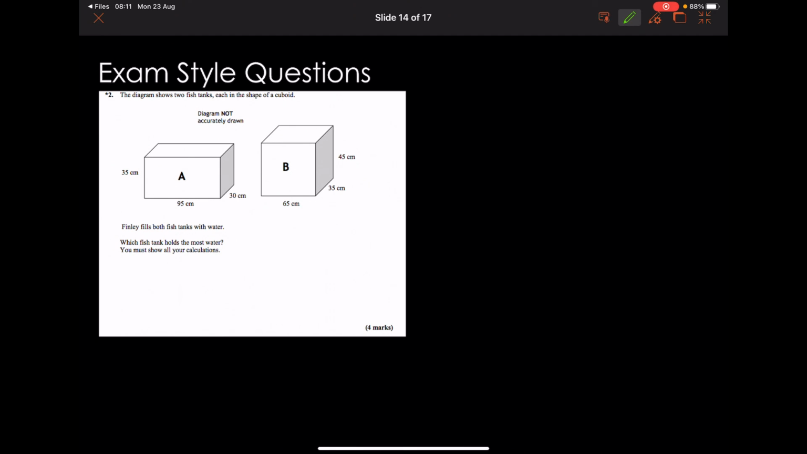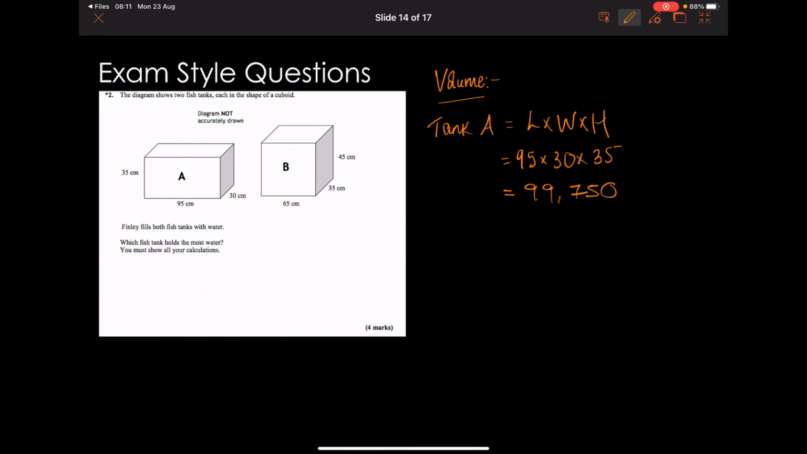Okay, if you've had a go at this, then the basic premise is to find the volume of each tank. So we've got tank A, and remember when we do volume of a cuboid, it's just length times width times height. So we're going to do 95 times 30 times 35, which gives us 99,750, and that's in centimetres cubed.